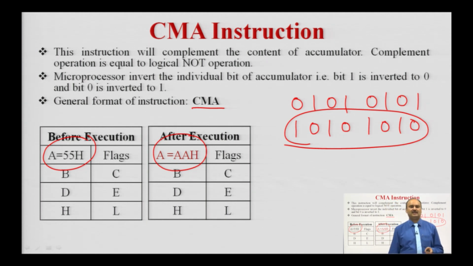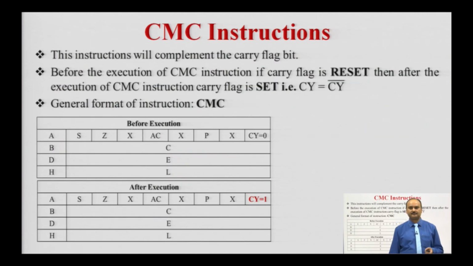It will invert each bit: 0 is replaced by 1 and 1 is replaced by 0. Next instruction is the CMC instruction. This instruction will complement the carry flag. So, before the execution of the CMC instruction, if the carry flag is reset, then after the execution of the CMC instruction, the carry flag is set. This is the operation performed: CY equals the complement of the carry flag. The general format of this instruction is CMC.